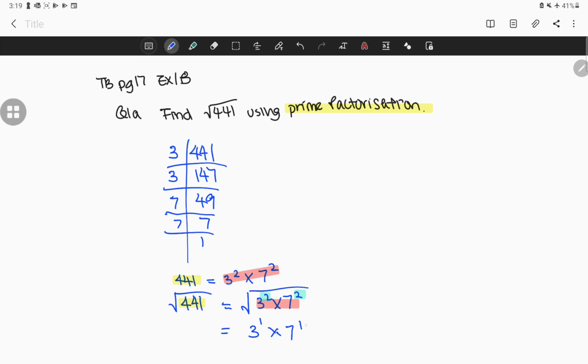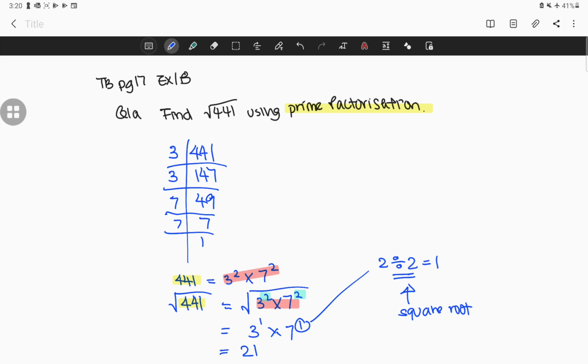So let me just recap. How did I get this 1? It will just be 2 divided by 2, which would give me 1. The reason why I divide by 2 is because this is a square root. So I divide the indices, which is the small number on top, by 2. And if I key this into my calculator, this would give me 21.